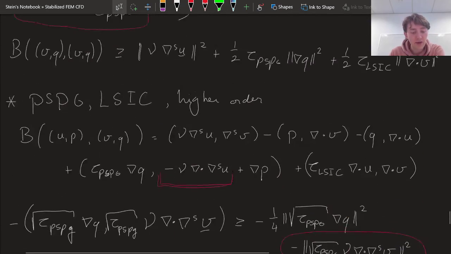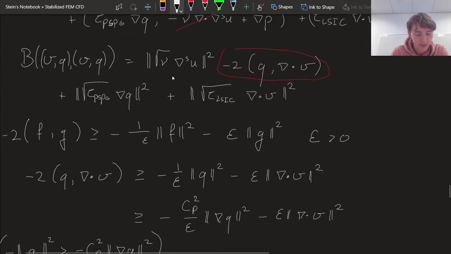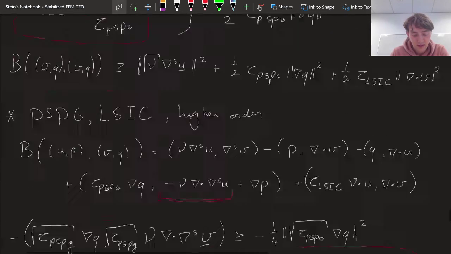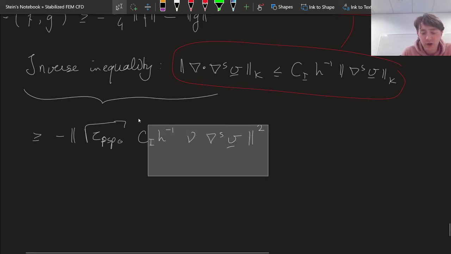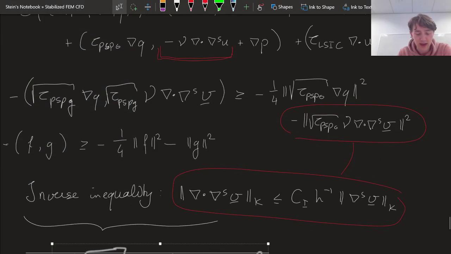Okay, so that looks a lot like the term that I already had, which was nu times the symmetric gradient of u. Wait, sorry, that was a mistake here. This is a square root. Okay, I had the square root before. No, I didn't. Ah, here it was. So now I'll choose my tau PSPG in such a way that I can actually combine this term with that normed quantity that I already had.